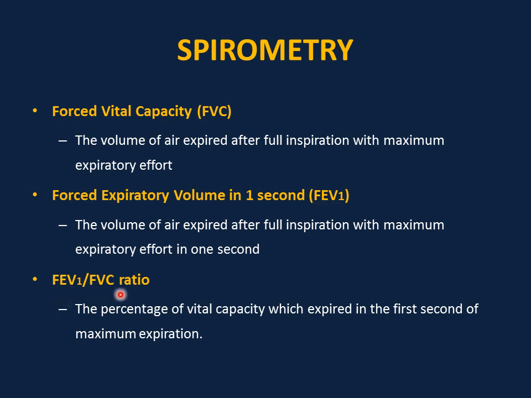The FEV1 to FVC ratio is the most important tool to differentiate between obstructive and restrictive lung disease. It is the percentage of vital capacity which is expired in the first second of maximum expiration. It is usually normal or near normal in restrictive lung disease, but it is reduced in asthma.